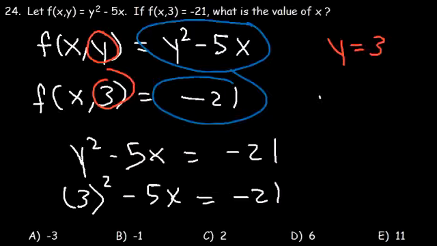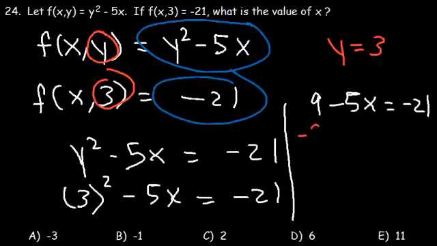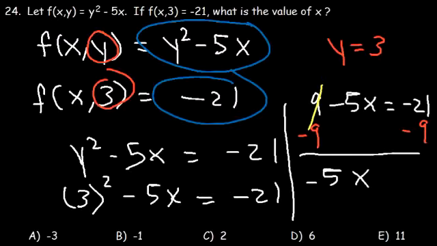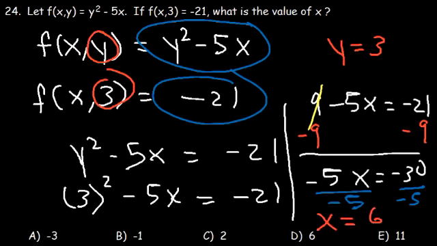3 squared is equal to 9. And we're going to subtract both sides by 9. So negative 21 minus 9 is equal to negative 30. And so we're going to divide both sides by negative 5. So therefore, negative 30 divided by negative 5 is equal to positive 6. And so D is the right answer for this problem because that's all we're looking for. We just want to know what is the value of x.